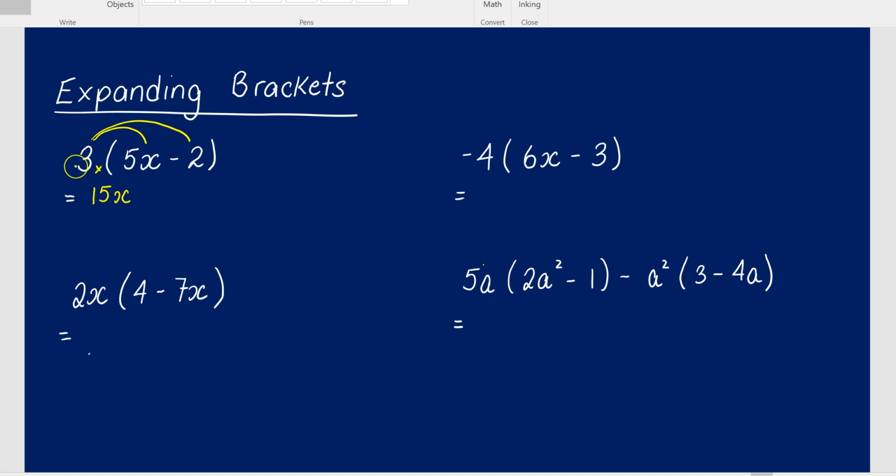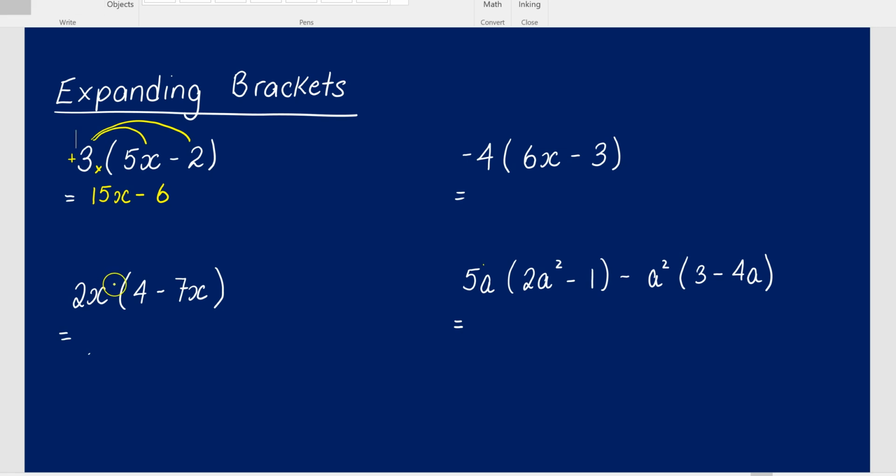And this is a positive 3, right? There's no sign in front, so we assume it's positive. It's a positive 3 times a negative, so that becomes negative 3 2s are 6. We check there are no like terms here, so we don't have to do anything, we leave as is.